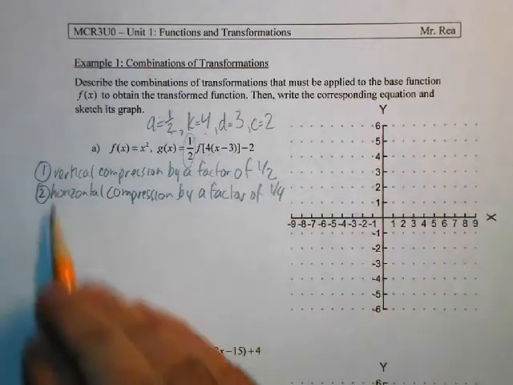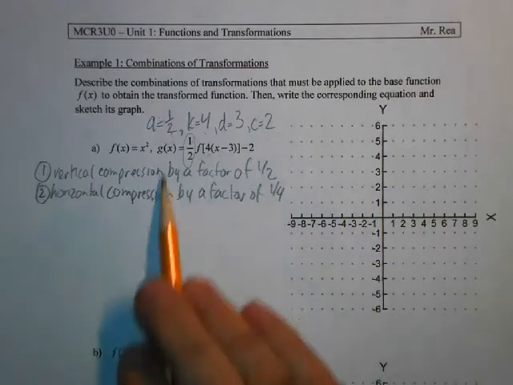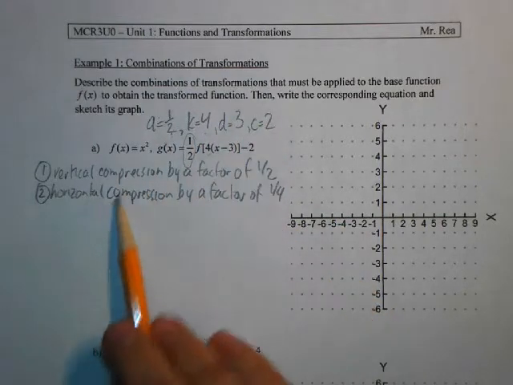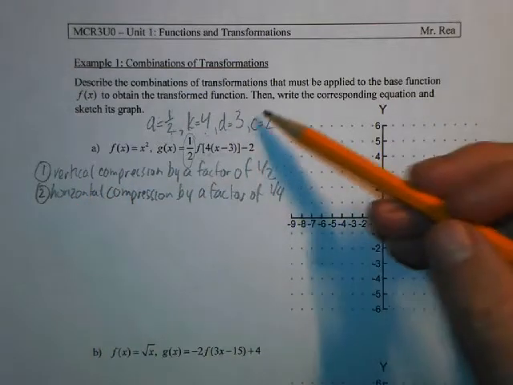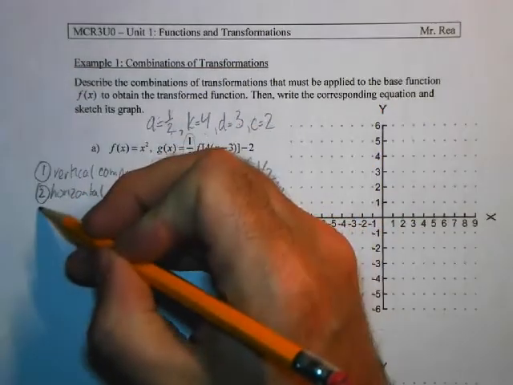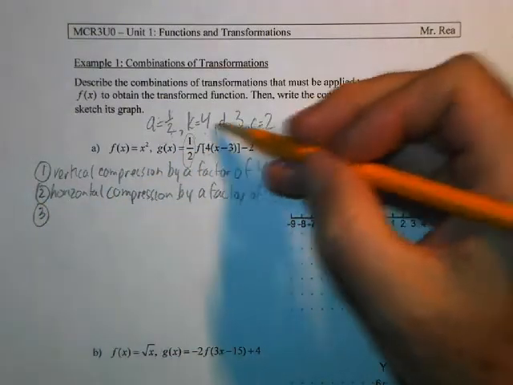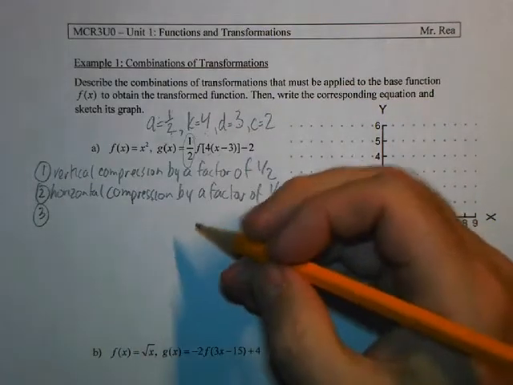And I could have listed in either order. I usually start with A because it's left to right, but it could be flipped in the order there. So now we've talked about A and K. Now we can finally move to D and C because we've taken care of the stretches, compressions, and reflections. Now we can talk about the translations, and I'll combine these two together to make our list a little bit shorter.